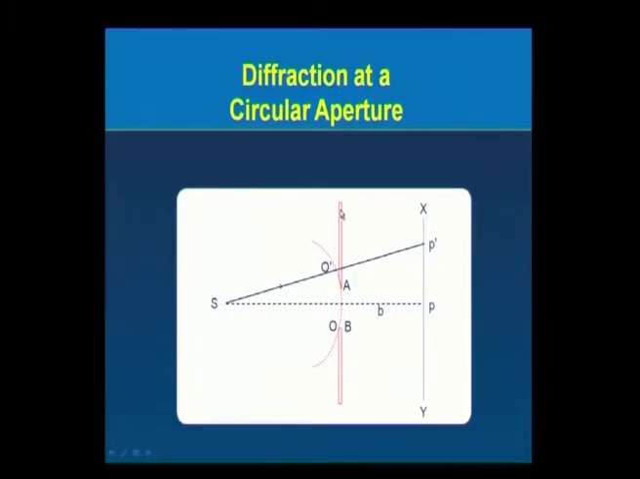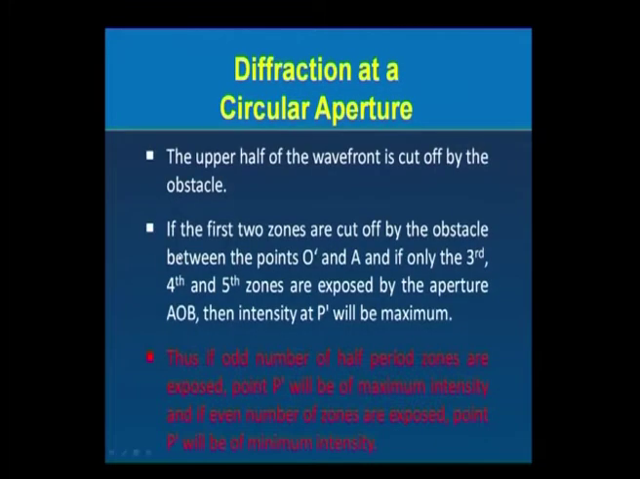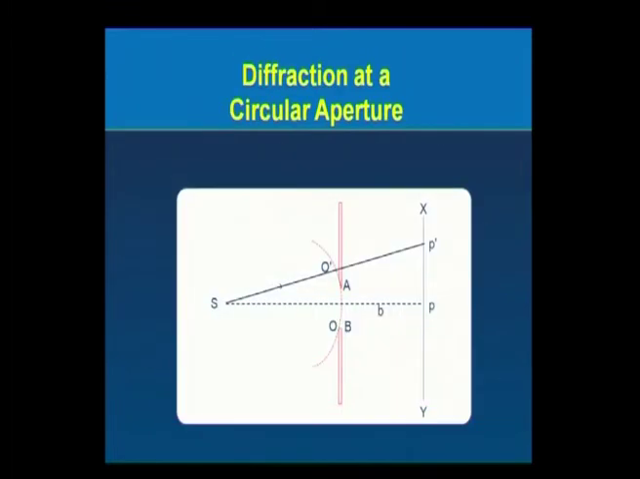The light is cut by the material that you have here. As far as the point O prime is concerned, the light from O prime to A will be cut off because it is obstructed by the material. So, a few half period zones will be cut. Let us assume the first two zones are cut off by the obstacle. Then the light will be coming from the third, fourth and fifth zones only. This region O prime to A cuts the light passing through the first two half period zones, because this is an opaque material.